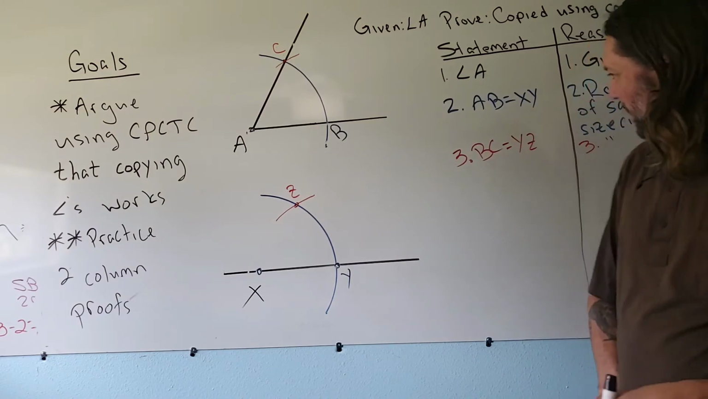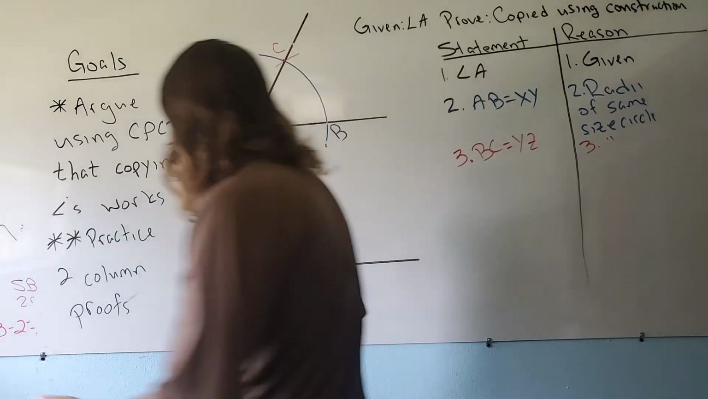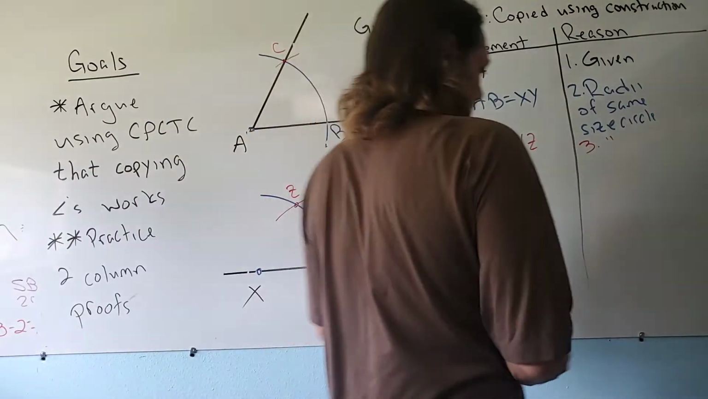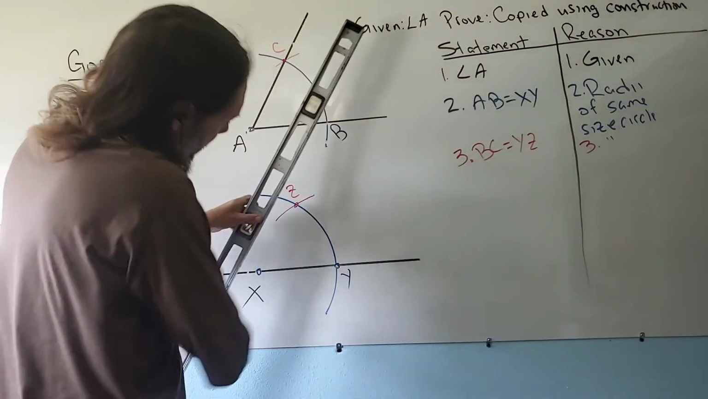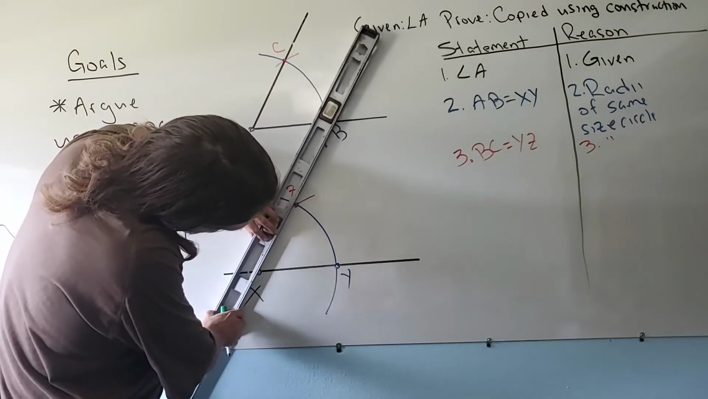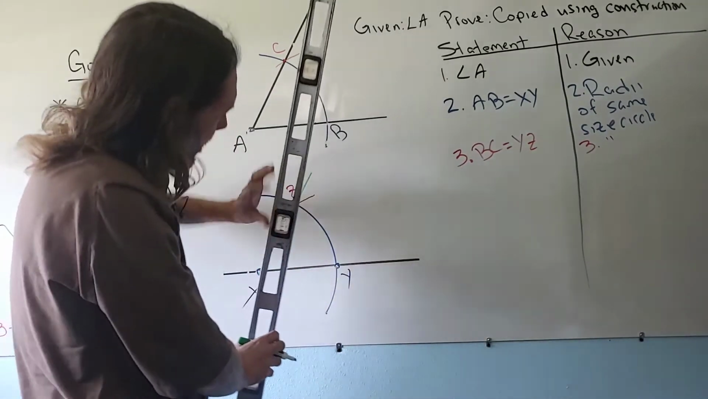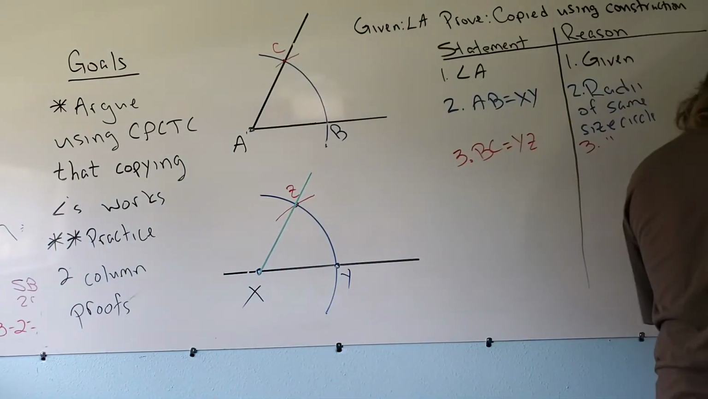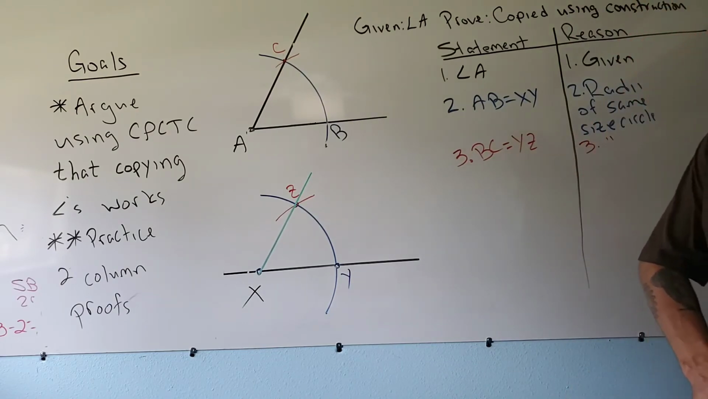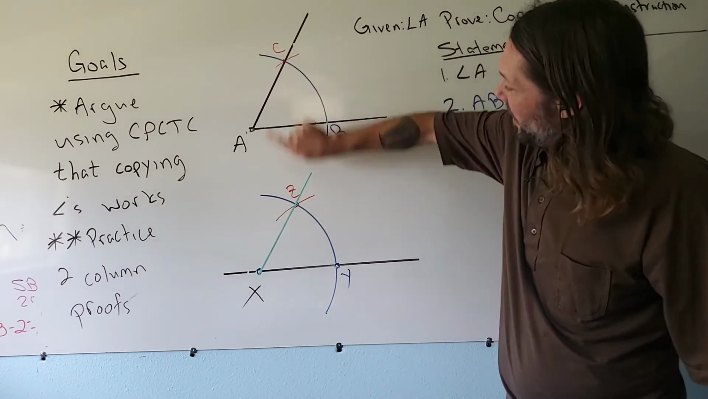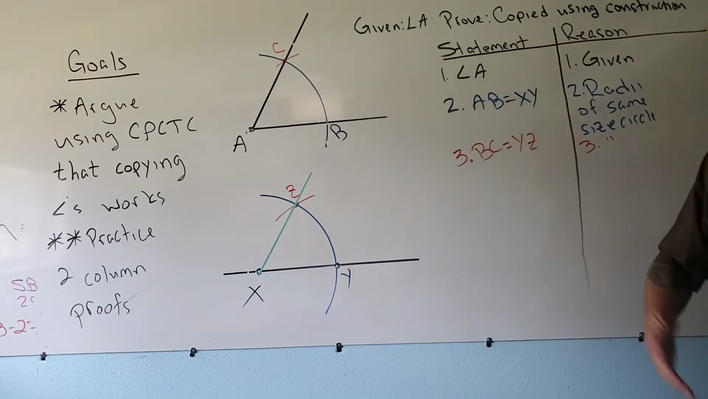Alright, so the last thing I'm going to actually do is I'm going to connect from X to Z. I'm going to connect that guy here. Now, I also know that the length from A to C is the same as the length from X to Z, because those, again, are radii of the same circle.